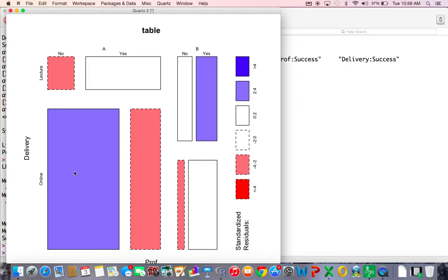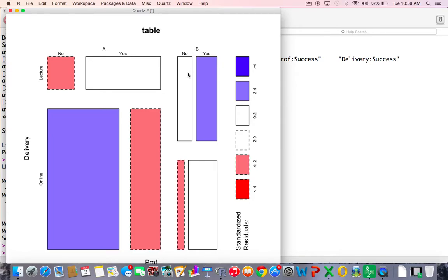Let's see, I can't tell whether that's that blue or that blue. I'm having a hard time here. It looks like 2 to 4. Looks like this matches up with that. So the observed cell count is somewhere between 2 and 4 standard errors higher of those who didn't succeed online than we would have expected under the null hypothesis.